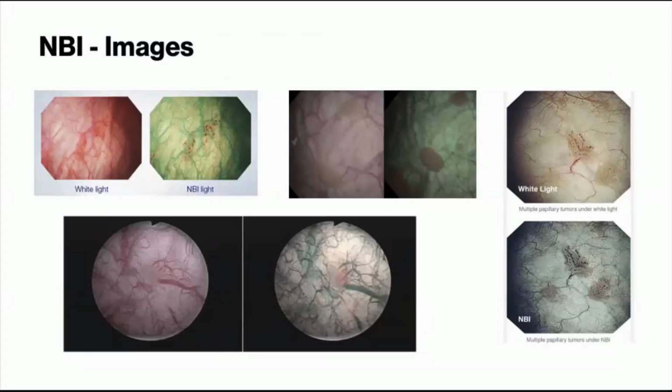And here are some example images. So just to review, the superficial vessels tend to appear more red, and then deeper vessels appear more cyan or blue. And so you can see here in the top left, those little red spots likely representing superficial vessels. Below that, those larger vessels that are deeper down appear to be more cyan or blue.